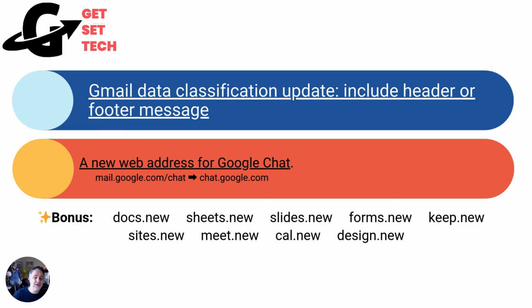Gmail classification update, including a header and footer message. For those of you that use DLP rules, data loss prevention rules, you can now have more options to include in Gmail in your header and footer. Google Chat, go to chat.google.com. I've already been doing that for a long time, so I don't really know what the big deal is with this one, but it was part of their updates.